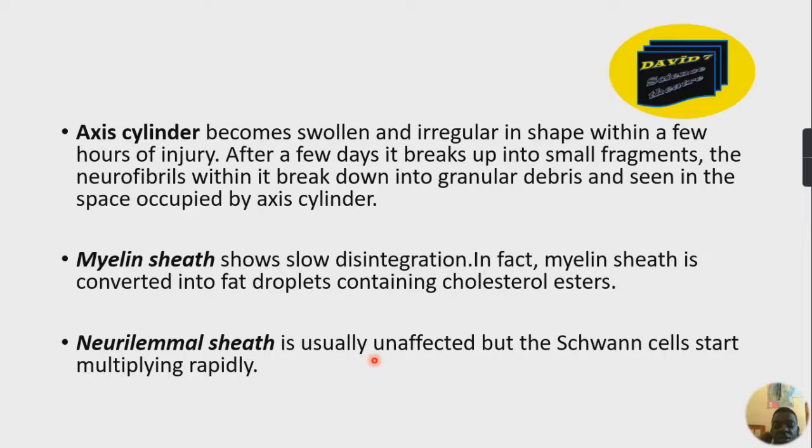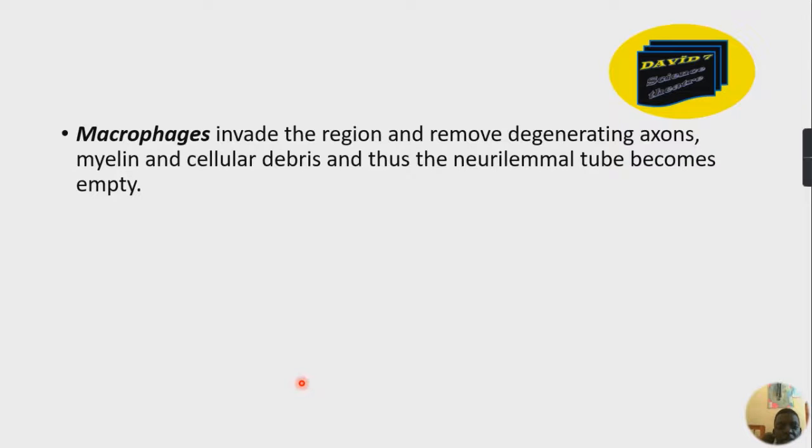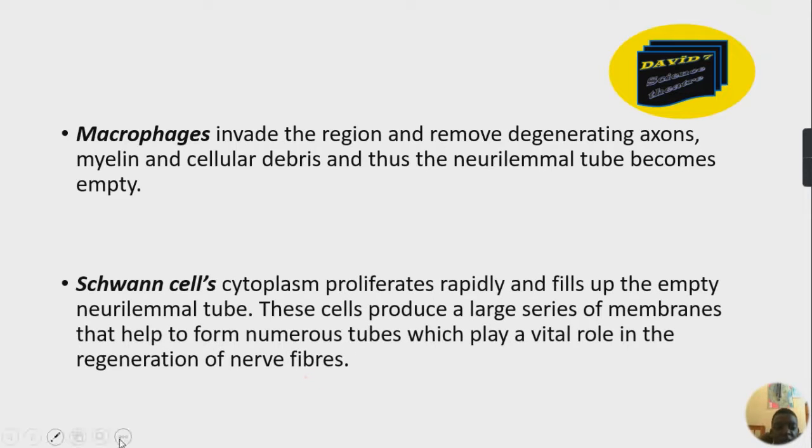The neurolemma sheath is usually unaffected, but the Schwann cells start to multiply rapidly. We shall see the significance of this rapid multiplication during regeneration. The macrophages in the body will invade the region and remove degenerating axons, myelin sheath, and also cellular debris, and thus the neurolemma tube becomes empty. Then the Schwann cell cytoplasm proliferates rapidly and fills up the empty neurolemma tube. These cells produce a large series of membranes that help to form numerous tubes, which play a vital role in the regeneration of nerve fibers.